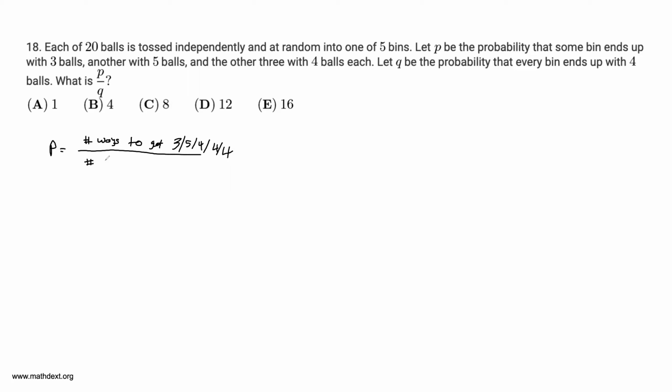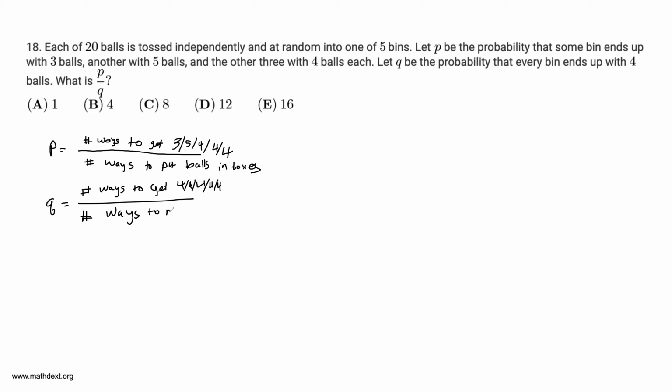And the denominator is going to be the number of ways to put balls in boxes, right? And similarly, Q is equal to the number of ways to get a 4, 4, 4, 4, 4 split over this thing, the number of ways to put balls in boxes.